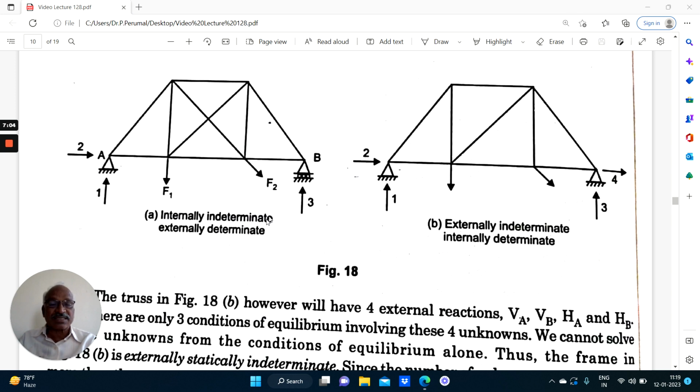Right. Now the second truss B is resting on 2 hinges. So each hinge can offer 2 reaction components. Therefore, 2 plus 2, 4 reaction components. We have got only 3 equations of equilibrium. Therefore, it cannot be analyzed directly. So it is externally indeterminate, internally determinate. Right.